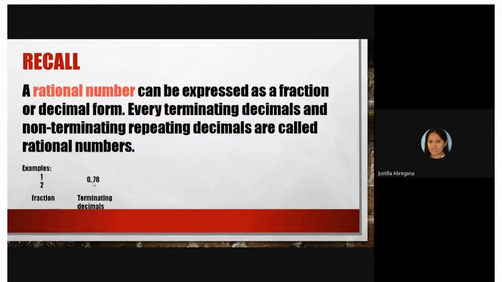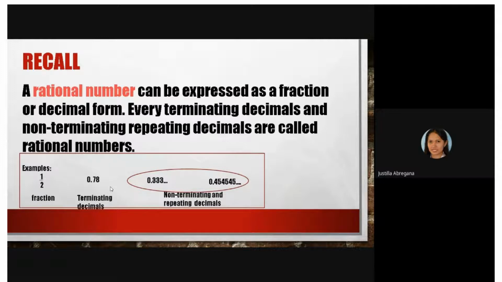So it's 0.78, or 78 hundredths. So again, 0.78 is an example of a rational number. Next is 0.333 repeating. This is an example of a repeating decimal. Another is 0.454545 and so on. These numbers are called non-terminating and repeating decimals. So these are examples of rational numbers.